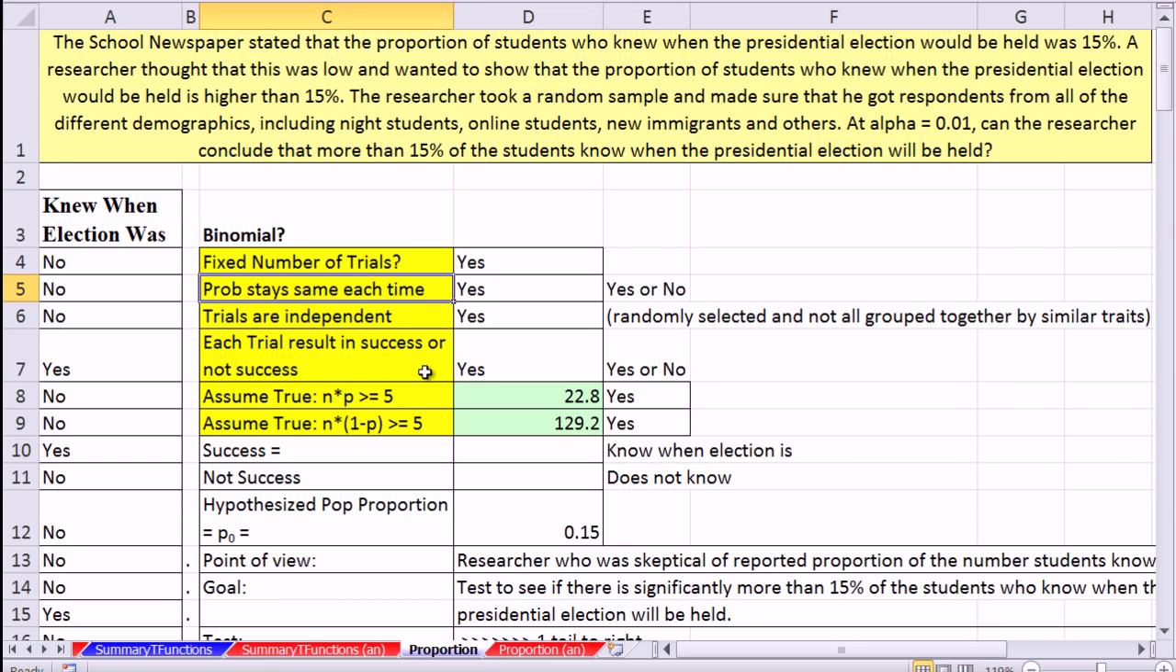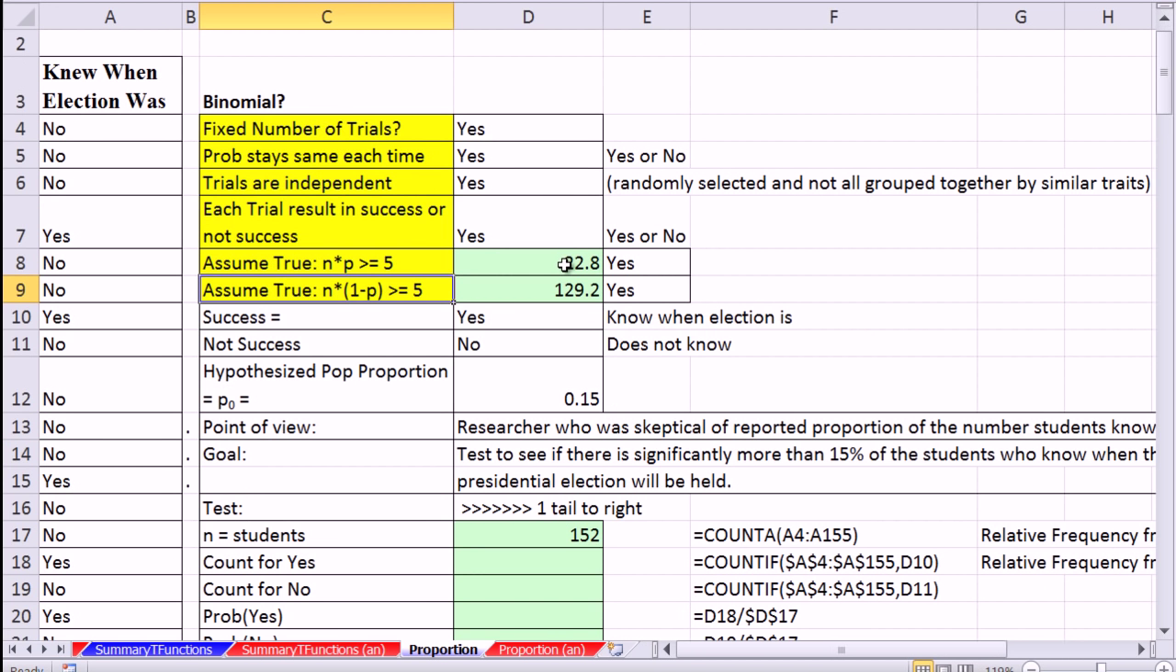Each trial results in a success or a not success? Yes. Well, what is a success going to be for us? It's going to be answering, yes, I do know. Not success will be, they don't know. All right, and so we have these 4 tests, but then there's 5, 6. You have to make sure that n times p is greater than or equal to 5 and n times 1 minus p is too. I went ahead and already calculated these, and in both cases, they were greater than 5. Here's our hypothesized population proportion, 0.15.